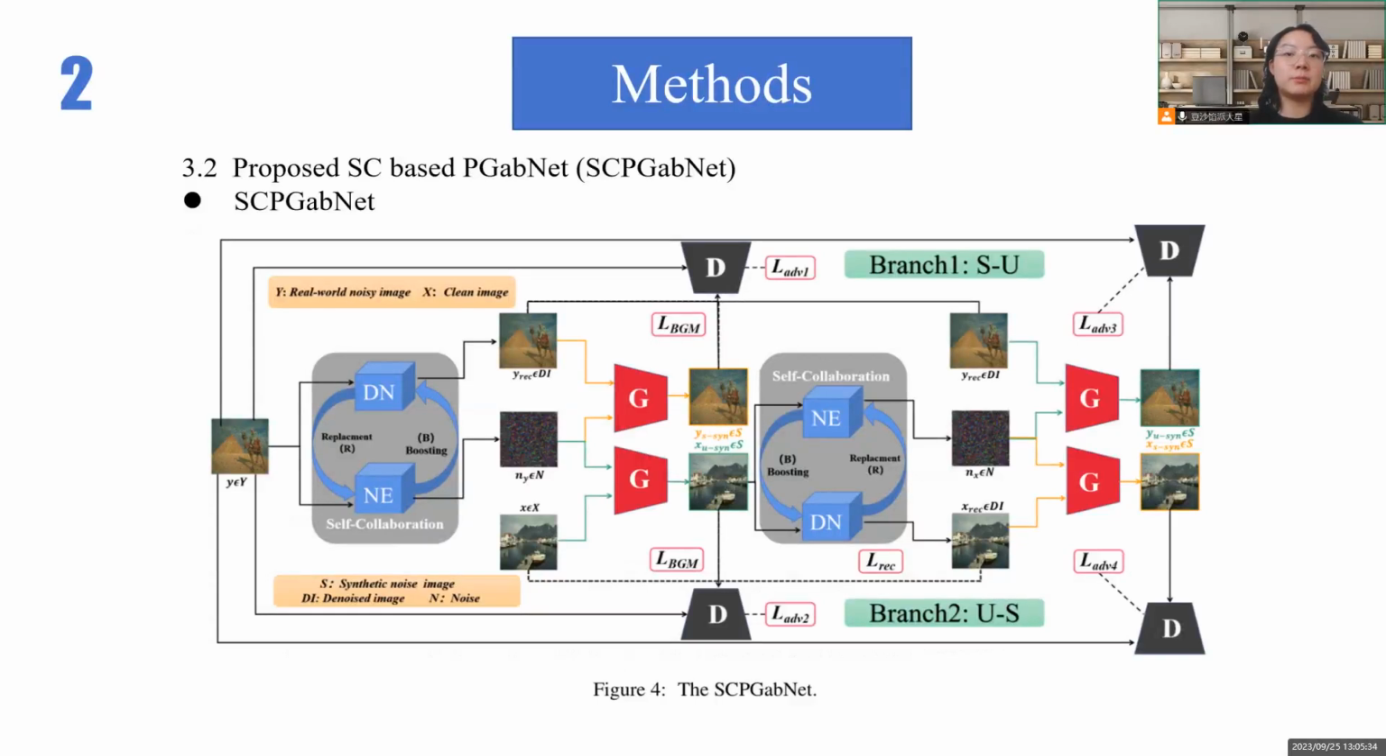It consists of two branches, unpaired synthesis to self-synthesis, and self-synthesis to unpaired synthesis. Each branch contains a self-collaborative operation that involves a noise extraction module NE and a denoiser DN. The NE module extracts noise from the noisy image, and the DN removes the noise from the noisy image to generate a clean image.